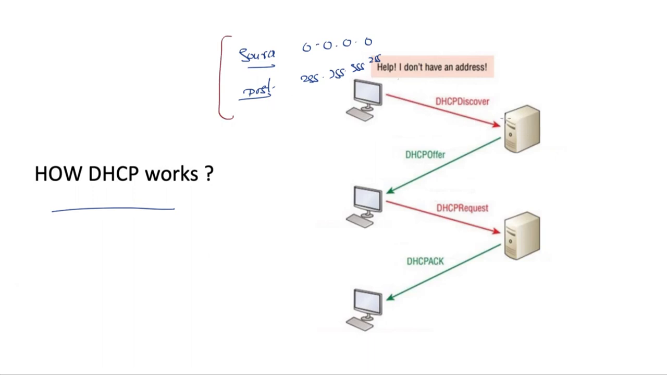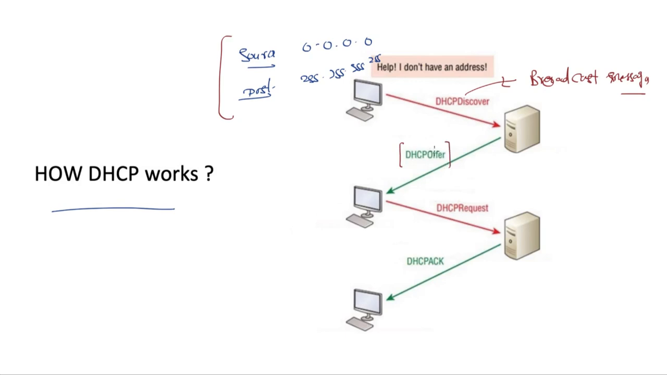Now since this message is a broadcast message, it will be sent to every other host, including the DHCP server, right? Broadcast message. Then once the DHCP server sees this message, it sends a DHCP offer. So it says that, see, I have one offer for you. It's up to you whether you want to accept this offer or not.